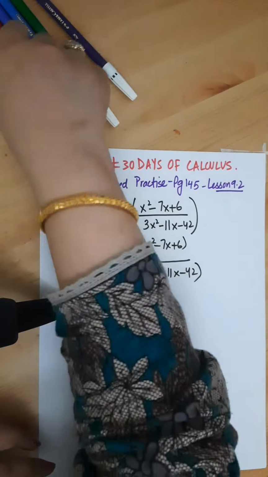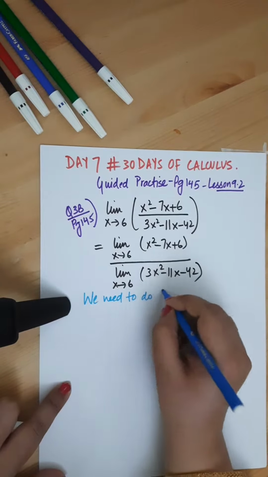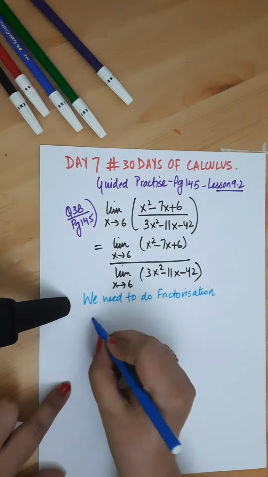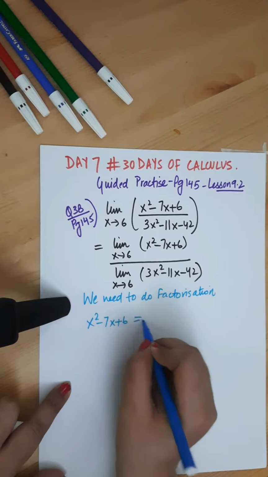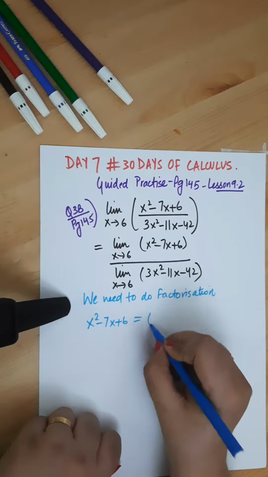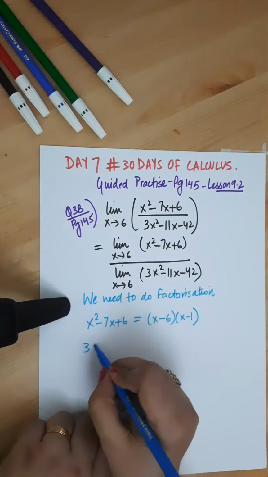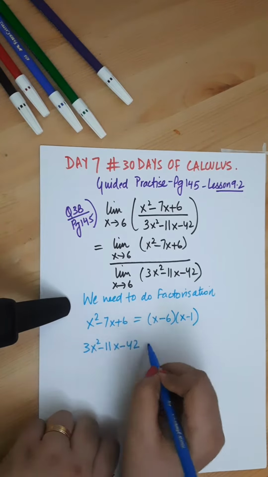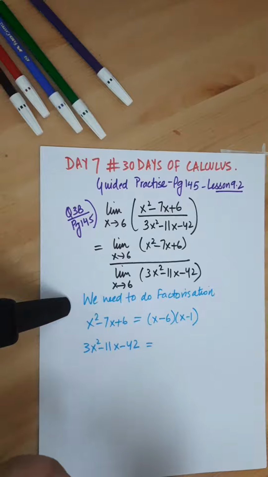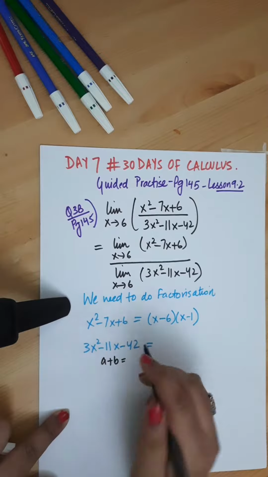So we distribute the limit x approaching 6 on the numerator and denominator, and we now need to do the factorization. So let's do the factorization of numerator and denominator one by one. I'm writing the numerator here. We are going to do the factorization using middle term splitting. So the coefficient of x, the middle term, is minus 7 and the last term c is 6. So the two numbers which when added give you minus 7 and which when multiplied give you 6 are x minus 6 and x minus 1.